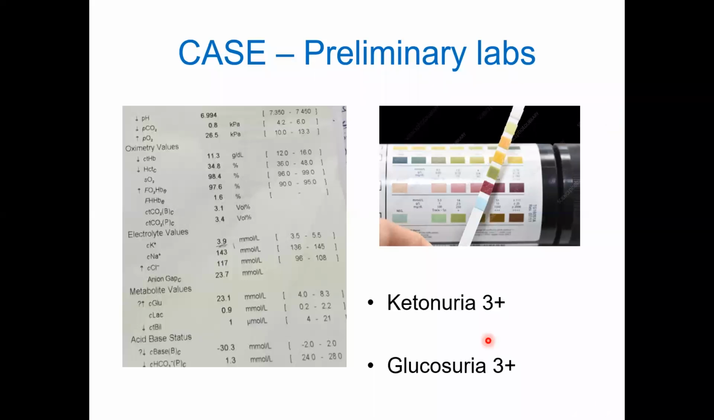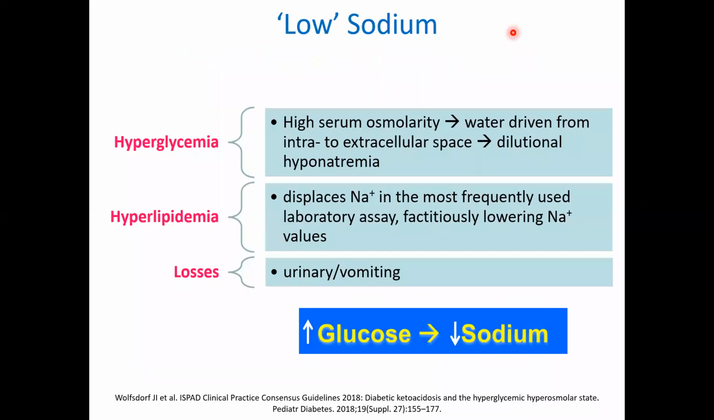So let's talk a little bit about sodium. Many patients with DKA will usually present with hyponatremia. Our patient did not have a hyponatremia, but many of them will. And why do they have a hyponatremia? We say hyponatremia in quotes, because it's not necessarily a true hyponatremia. One is because of the hyperglycemia. Because of the increased serum osmolarity due to the hyperglycemia, we get water being driven from the intracellular to the extracellular space, resulting in dilutional hyponatremia.